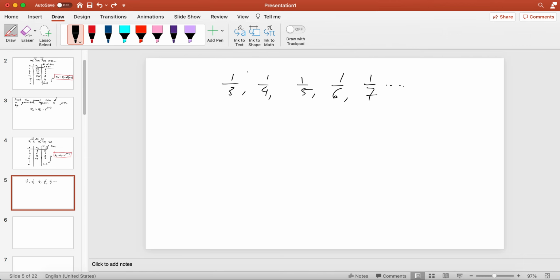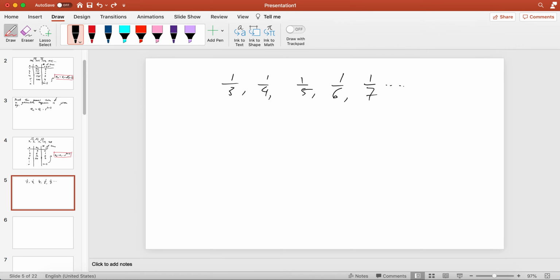To go from here to here, I need to multiply by 3/4, okay? But to get from here to here, I need to multiply by 4/5. You can check that. When you multiply this thing by this, you get 1/4. Multiply this thing by 4/5, you get 1/5. So generally, this is neither arithmetic nor geometric. However, that's okay because there's still a pattern here, and we can think about what that pattern is.